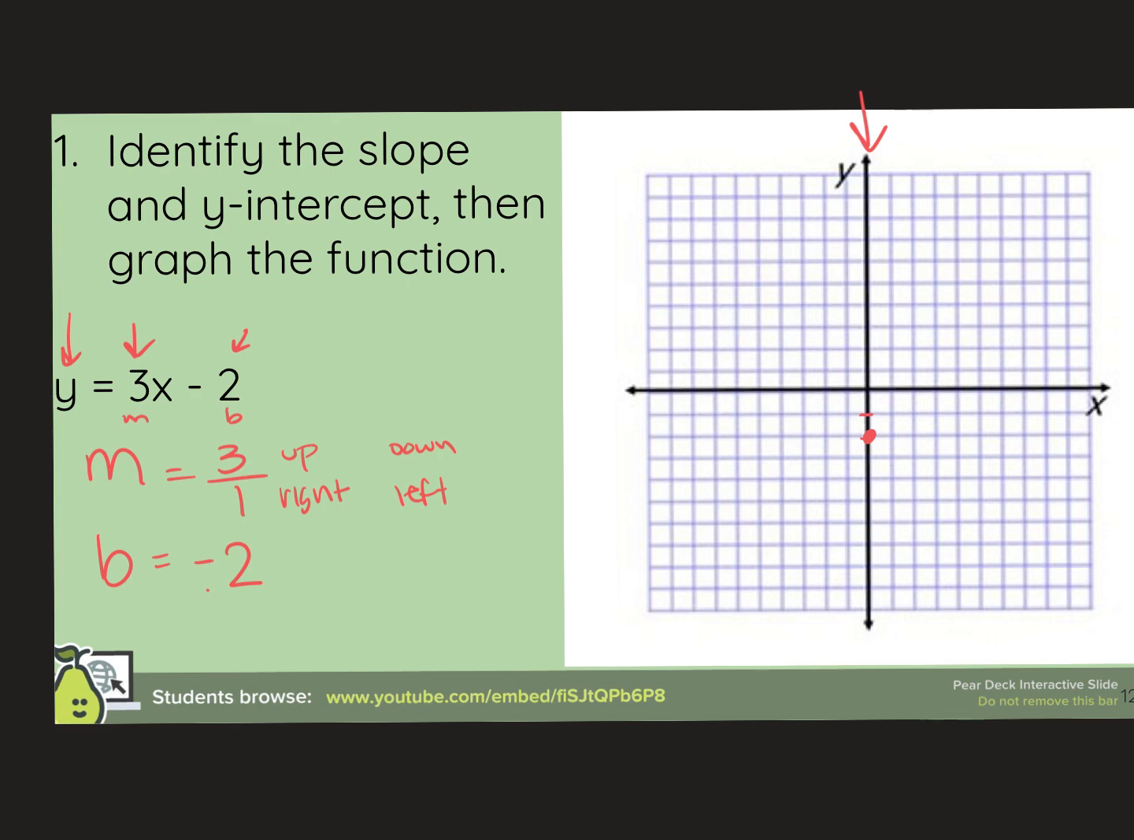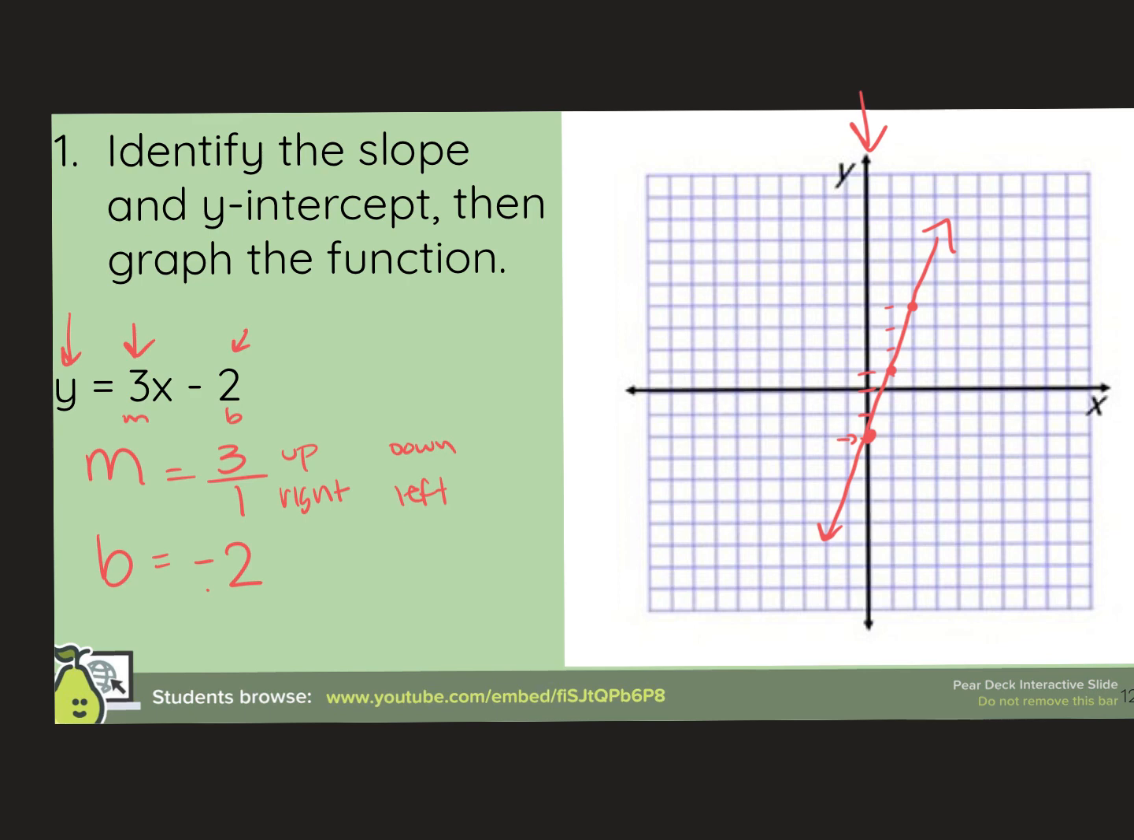I have enough space. I'm going to start here at my y-intercept, and I'm going to go up and right. That's easy for me. So I'm going to go up 1, 2, 3, right 1, put a point. Do it again. 1, 2, 3, 1 to the right, put a point. Carefully connect your points with a ruler or a straight edge. Add your arrows. That's number 1.